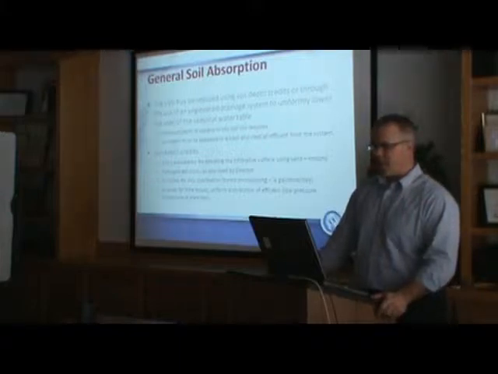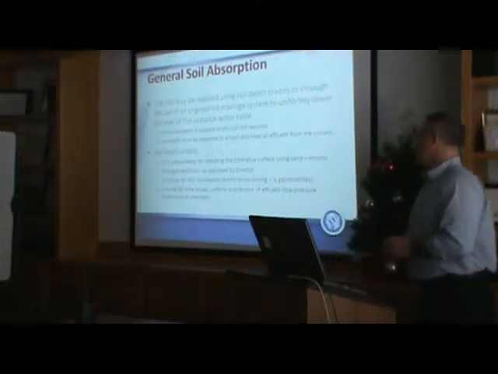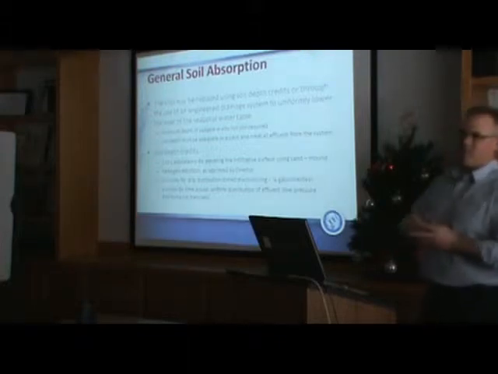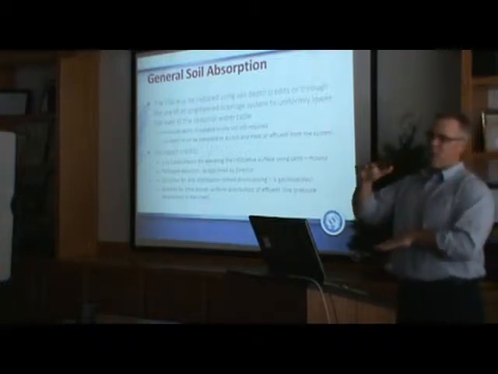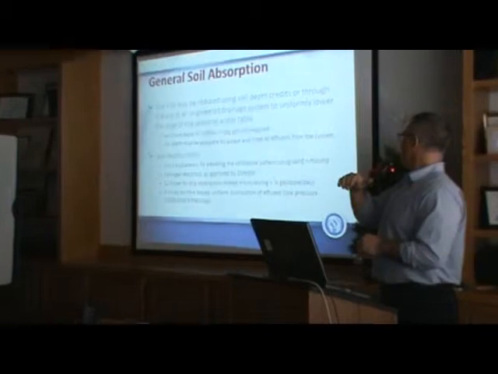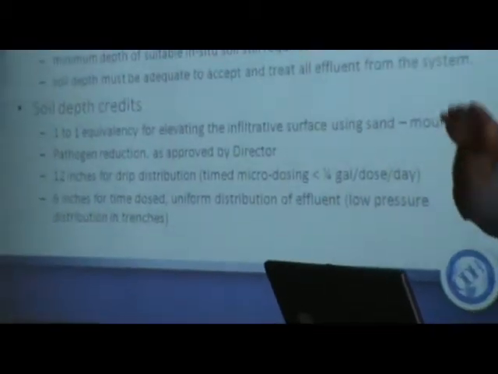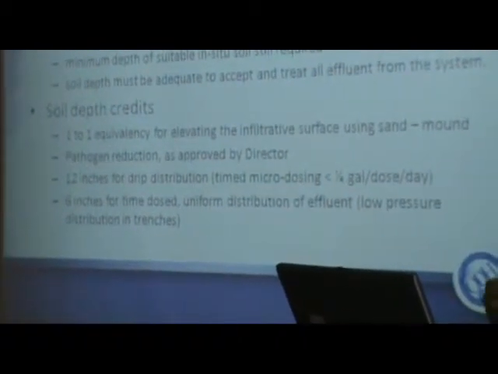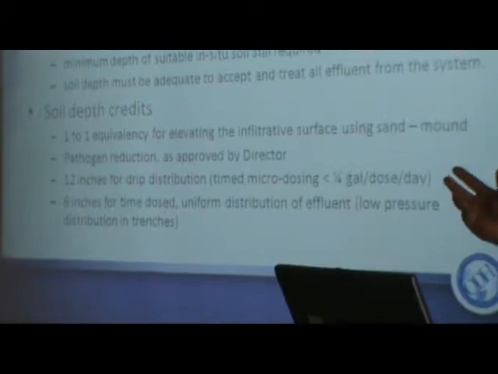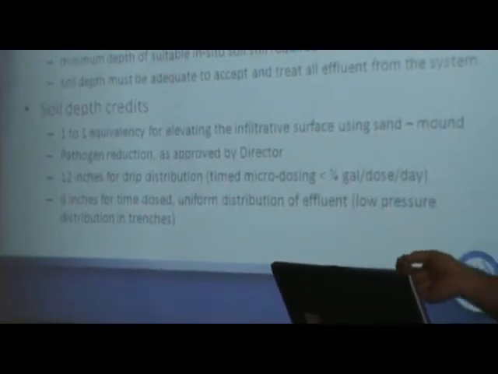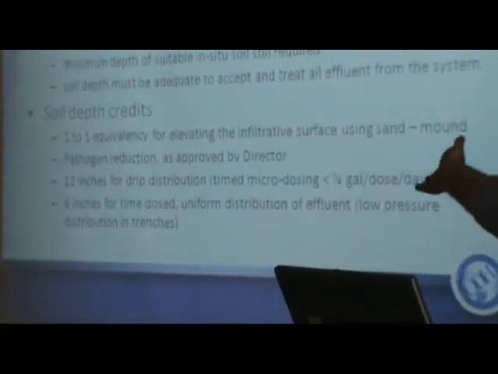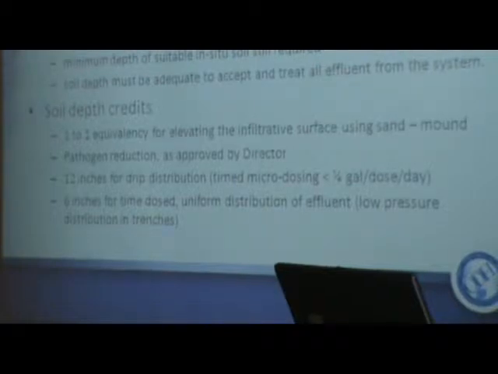The next bullet down there, soil depth credits. What can we use for soil depth credits? As is always the case currently, one-to-one equivalency for elevating, so mounds. If you're at 12 inches to the seasonal perch water table currently, and you want to elevate with a mound to get to 24, that can be done as it already is being done. Pathogen reduction, most of you are familiar with the website that shows you the 1-foot soil depth credit, the 2-foot soil depth credit, the NPDES off-lot discharging improved aeration systems, all that. That's where you find those specifications for pathogen reduction on Ohio Department of Health's website.